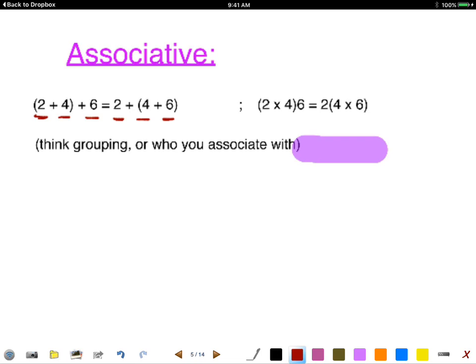It's still going to give you the same result. If you add 2 plus 4 first and then add the 6, or if you add the 4 and 6 together and then add the 2 in, it doesn't matter. It's going to be the same. And same thing here with multiplication. 2 times 4 and then multiply by 6, or 4 times 6 and then multiply by 2, you're still going to get 48 either way. So I'm not going to keep going back to that chart. You should be putting this example right here in the addition column and this example right here in the multiplication column.